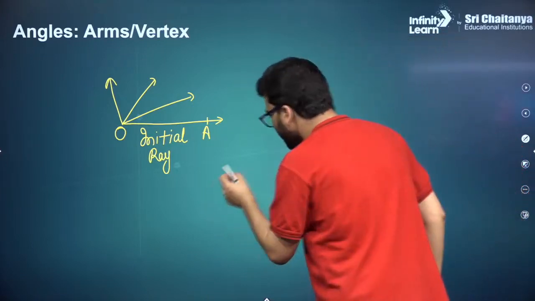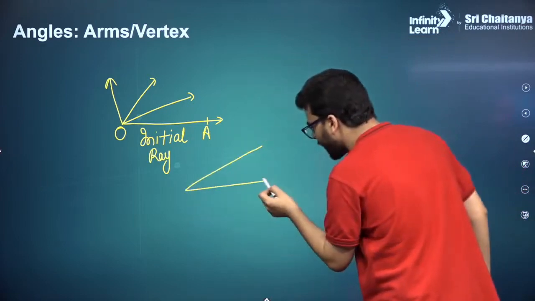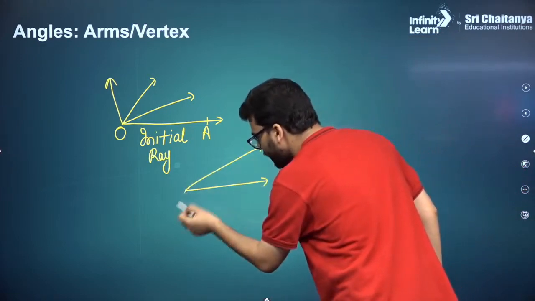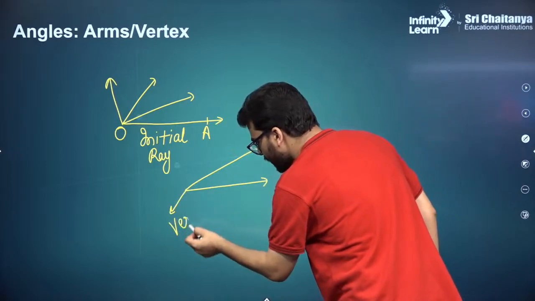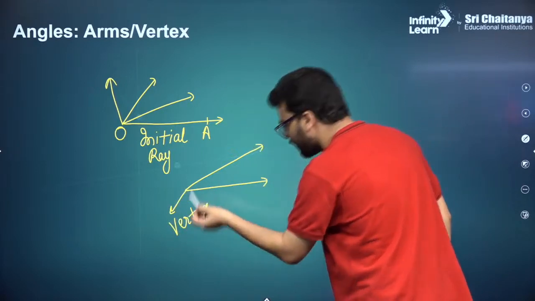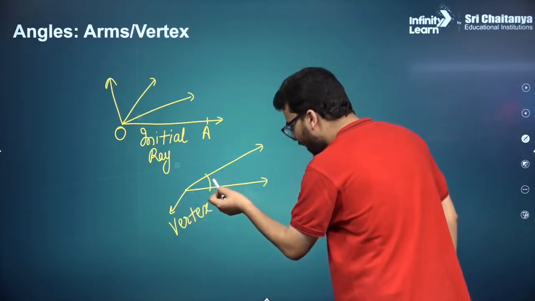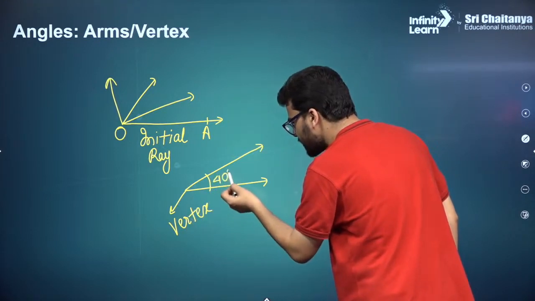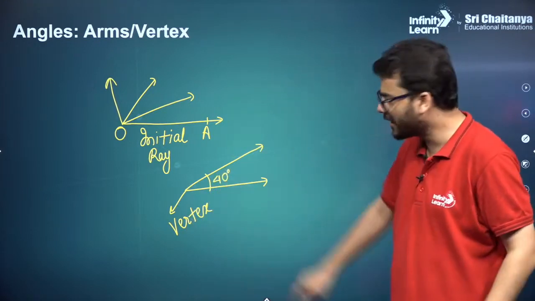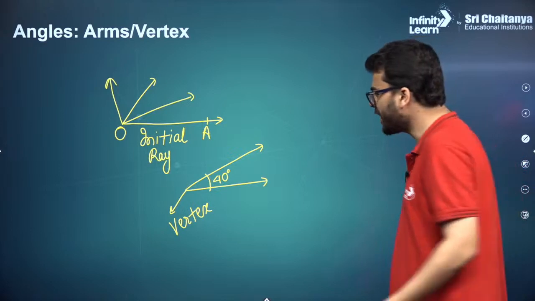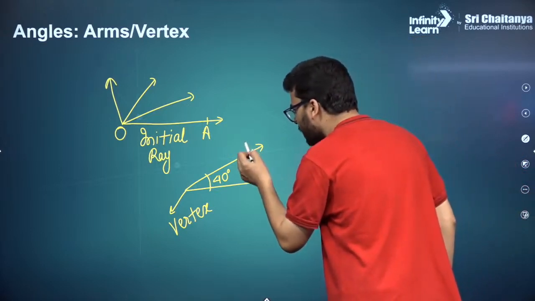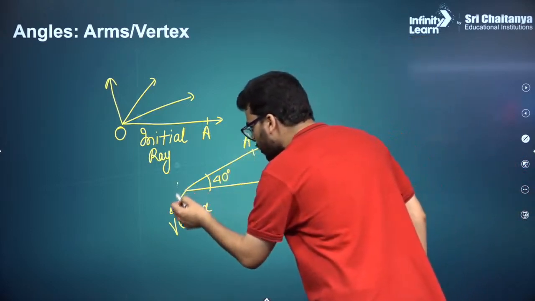If I show an angle over here like this, this is called the vertex of the angle, right? You have already studied angles. Suppose this is 40 degrees over here. That is the vertex of an angle. Now basically you have to name the angles properly. Suppose this is ABC over here.